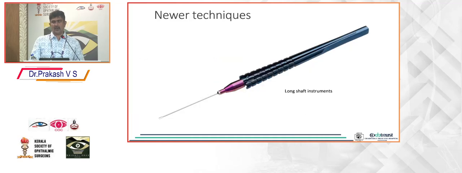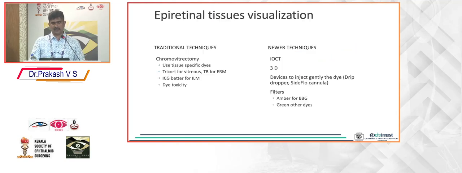Another way is to have long shaft instruments. These are again being developed by Alcon and they are launching it this year in India. So this also will take care of this problem. Then the other problem is epiretinal tissue visualization. What we have traditionally been doing is chromovitrectomy, that is using dyes to identify various layers of the retina or the vitreous. So we always have to use tissue specific dyes.